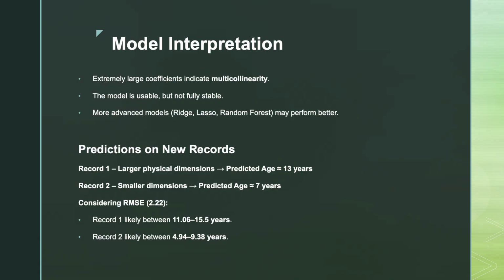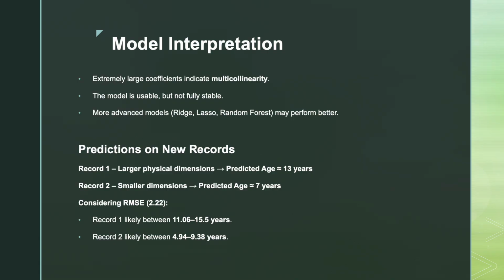If we talk about model interpretation, I observed extremely large coefficients of some features, which indicates multi-collinearity among predictors. This instability suggests the value of regularization or switching to tree-based models to capture the non-linearities.